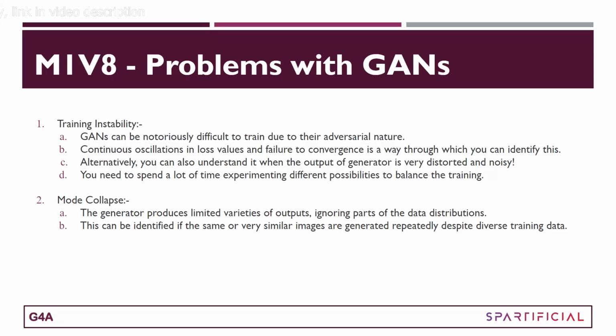From the large part of the data distribution, it has captured only some parts of it, and because of that, it's still performing well. But the outputs because of this are going to be limited. The capability of the generator will be limited to certain types of traits present in your data distribution. So the first point is that the generator produces limited varieties of outputs, ignoring different parts of the data distribution. And this can be identified if the same or very similar images are generated repeatedly from the generator despite diverse training data.